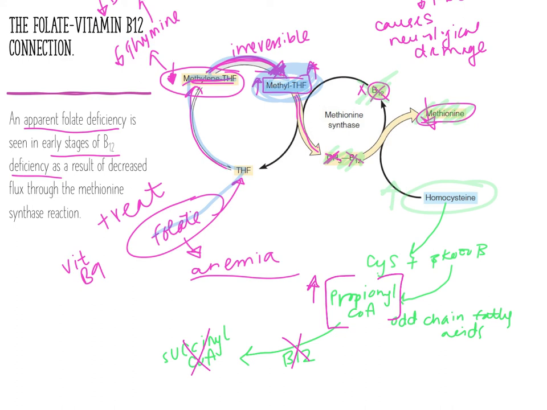You know what happens in your body when you have too much propionyl-CoA? Not good things. It will accumulate in the membranes of neurons. Not a good thing. There's where the neurological damage comes in.